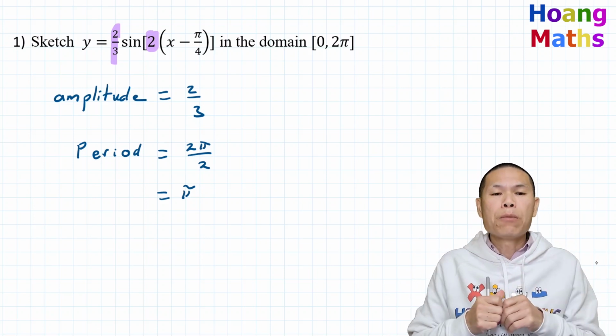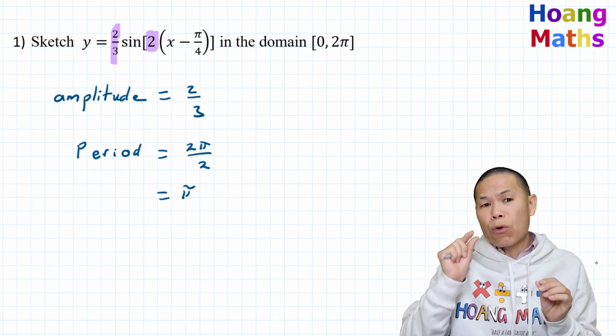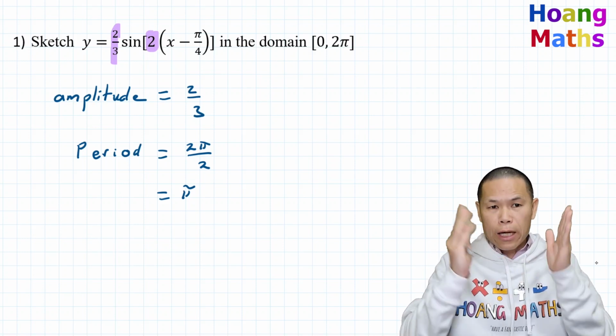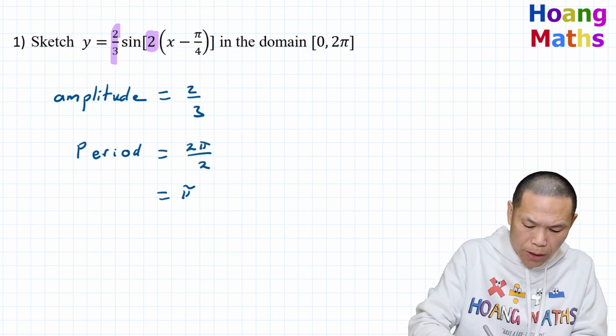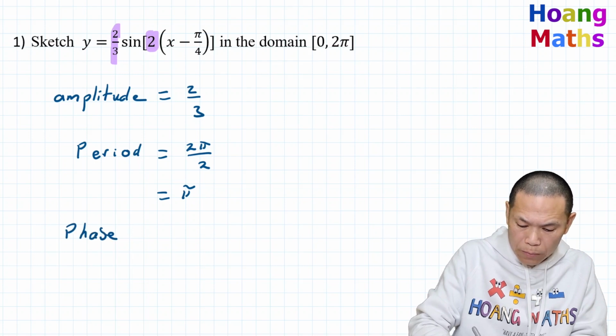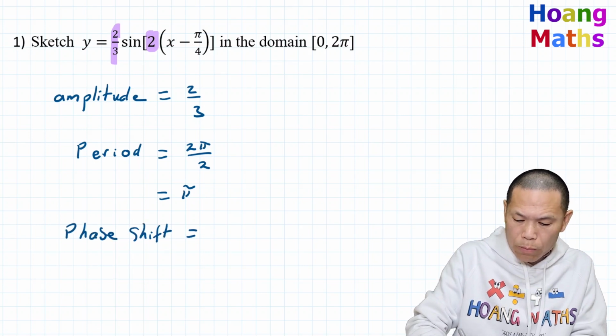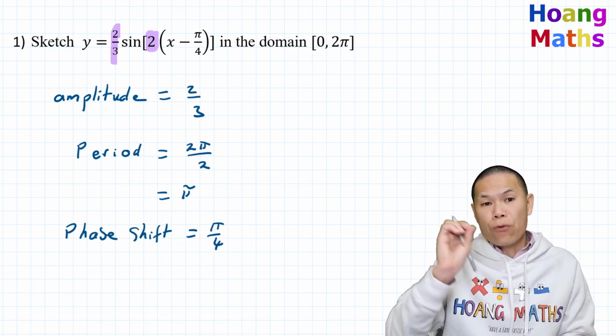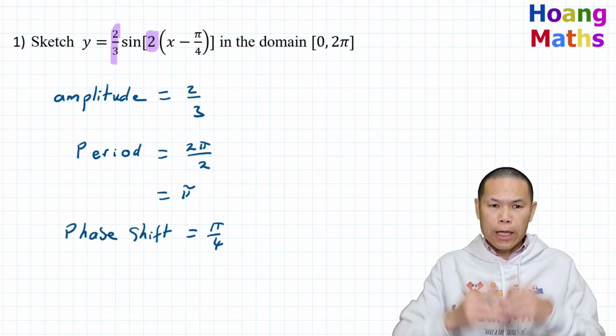And b is negative pi over 4. This means that the graph is shifted pi over 4 units to the right. Okay, keep that in mind. So the phase shift is equal to pi over 4, but it's negative pi over 4, so we shift right pi over 4 units. Okay, keep that in mind.